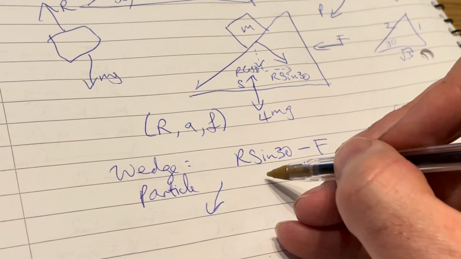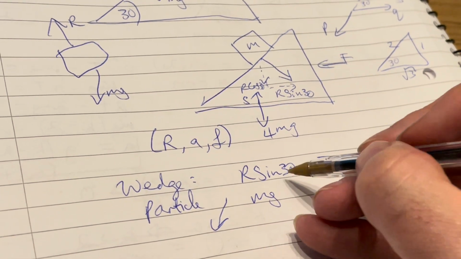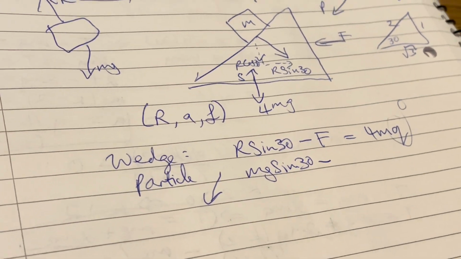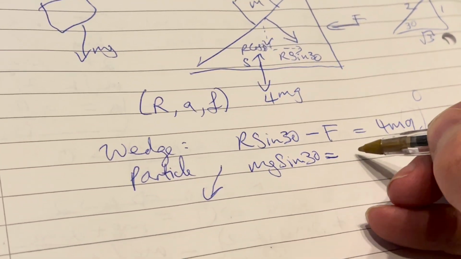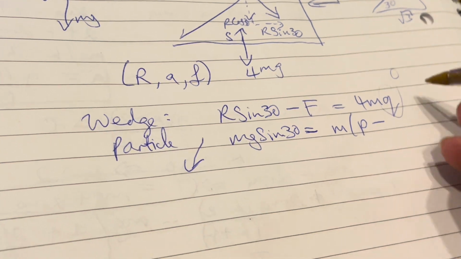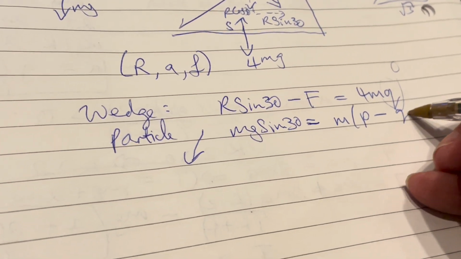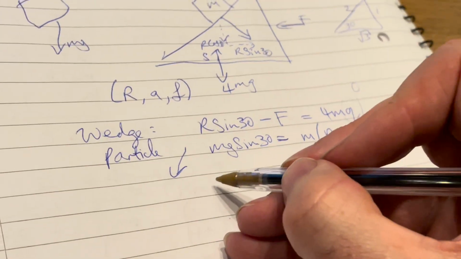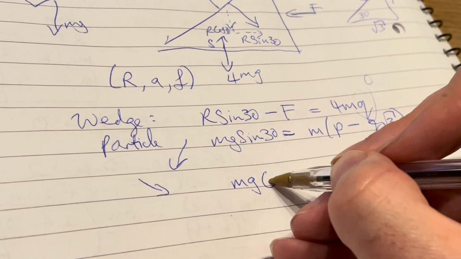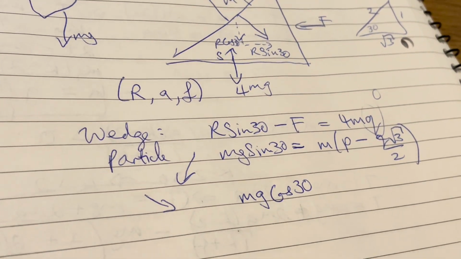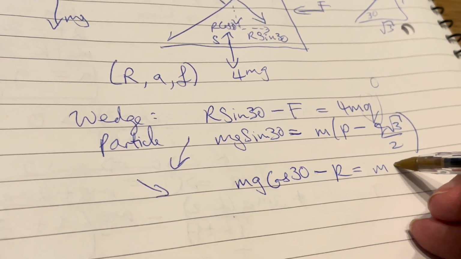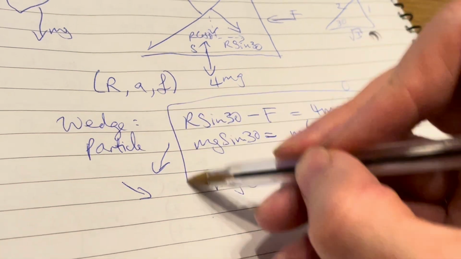It has mg sine 30 minus nothing, so will be equal to mass by the acceleration. So it's p minus q cos 30, which is q root 3 over 2. And particle inwards will be mg cos 30 minus R will be equal to mq over 2. Okay, so you have your three equations.